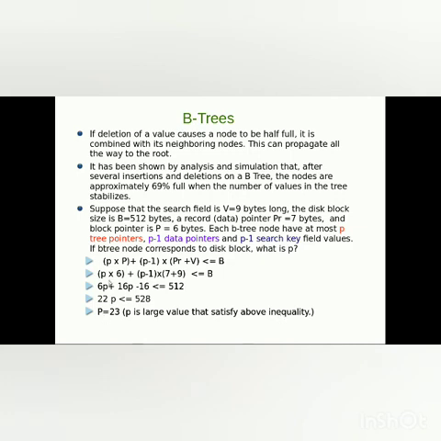Therefore, what is the meaning of this? The meaning here is that in a single disk block, if we fit a node structure, then the number of tree pointers is 23 if the sizes are as given above.